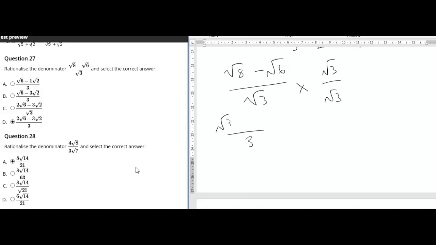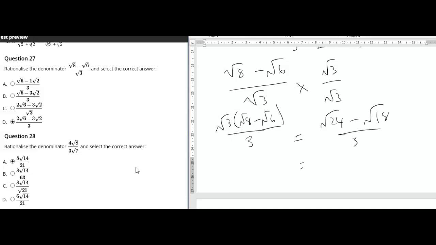And then you have to just do the numerator. So root 3 times root 8 is the square root of 24, and then root 3 times root 6 is root 18. That's all over 3. And then we just need to simplify.